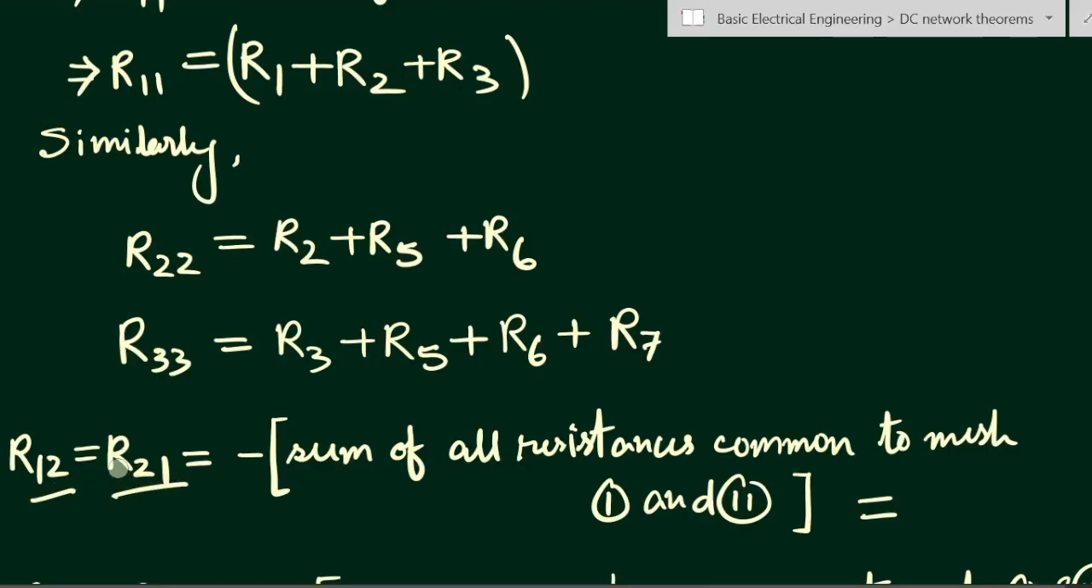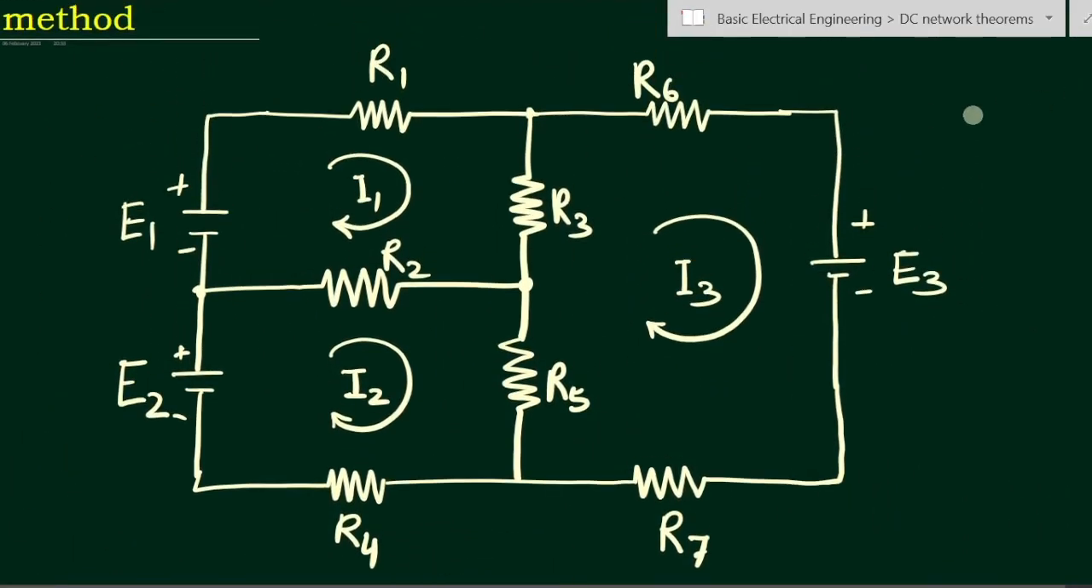Similarly, the resistance of loop 2 with respect to loop 1 is the sum of the resistances. If there are many resistances common to both loop 1 and 2, then that will be the value of the resistance, and we have to put a negative sign. Why do we have to put a negative sign? You can see, for this resistance R2, which is common to both loop 1 and loop 2, for loop 1 the current is flowing from this side to this side, and for the second loop the current is flowing in the opposite direction. So we have to consider a negative sign.